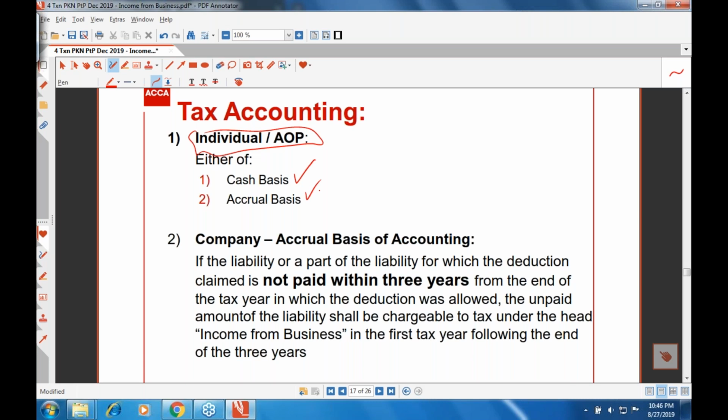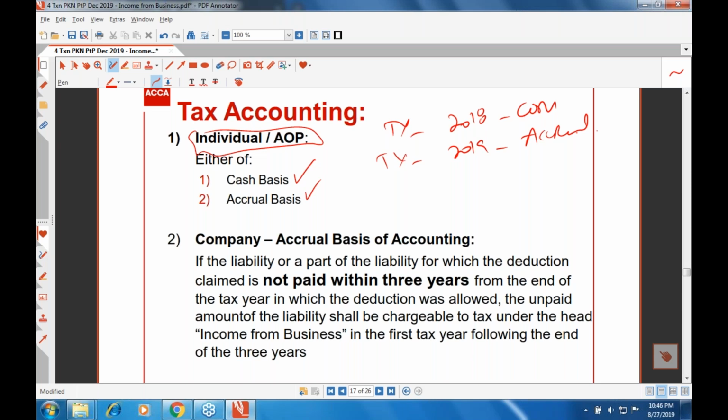But for example, in tax year 2018, you went for the cash basis, and in tax year 2019, you want to switch to accrual basis. That can be done, but in order for you to do that, you'll have to justify to the commissioner why exactly you want to do it.